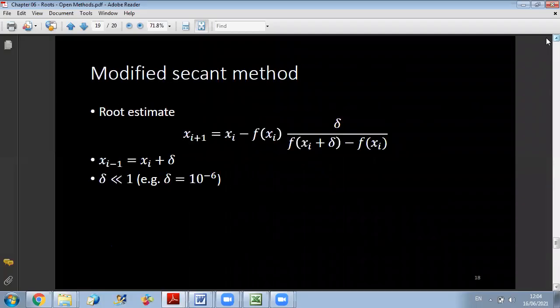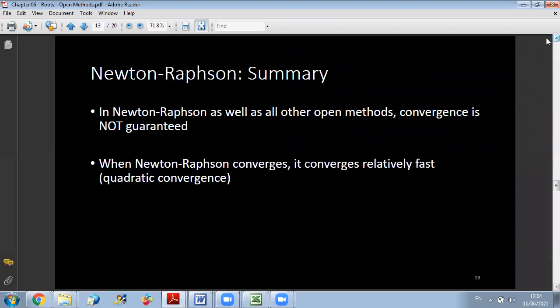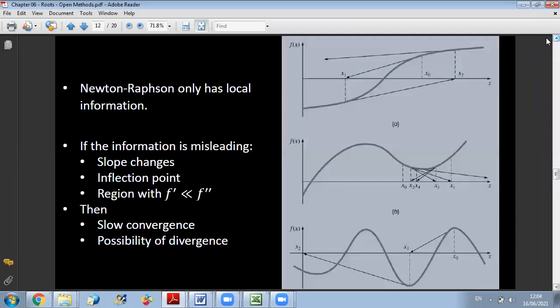Doctor, I have a very fast question about the last slide we did in the last video. Yes, this one. We were saying that the Newton-Raphson method, the open method, converges fast. But here we said that it has slow convergence. Okay, look, I understand what you mean.